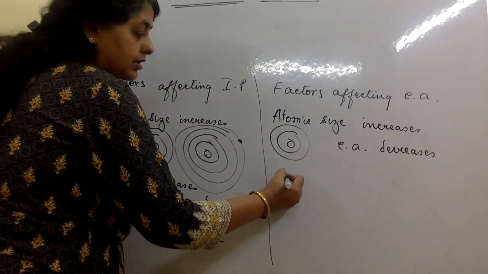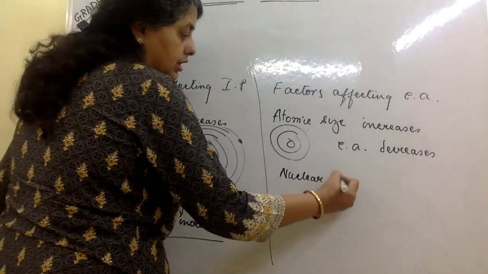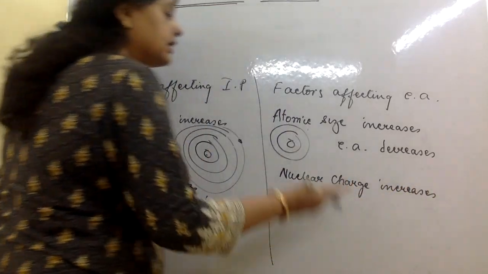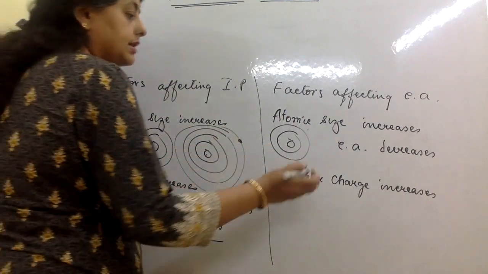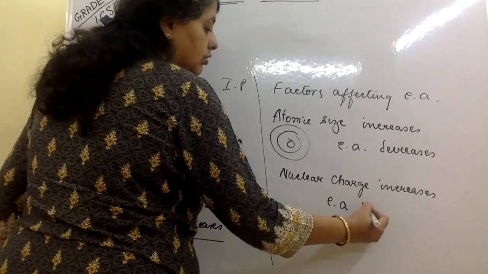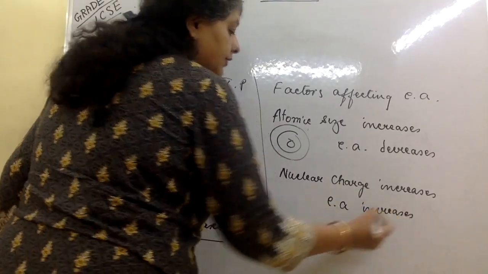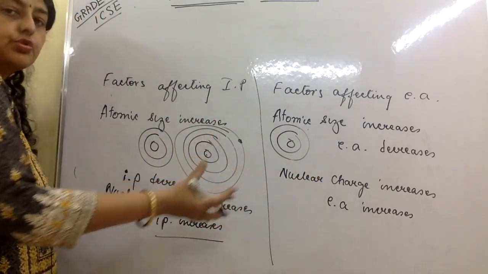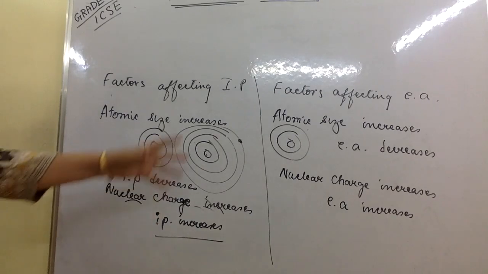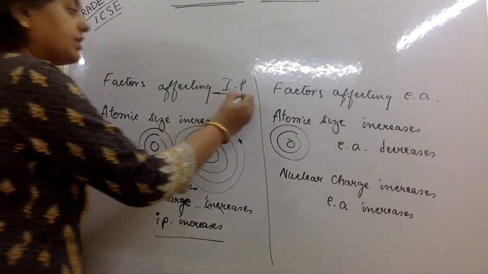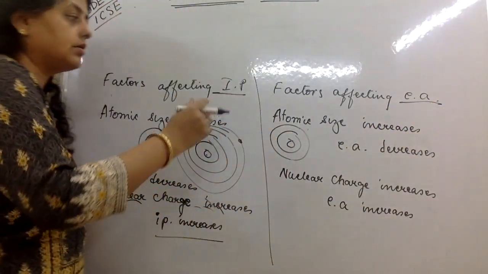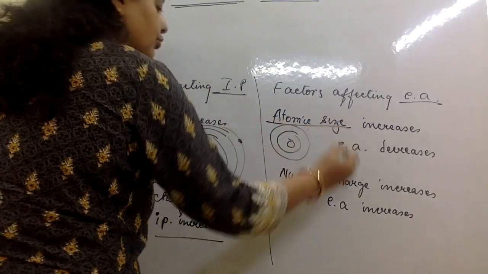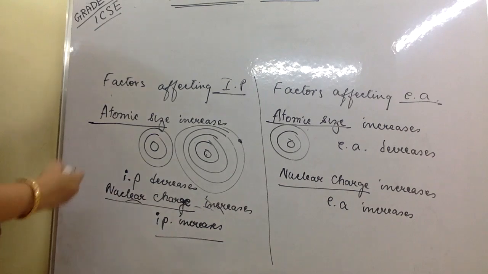Now, if nuclear charge increases, that is, the number of protons inside the nucleus has increased, then electron affinity also increases. If you have a lot of protons inside, then it will try and attract more electrons to its orbit. So this is how these are dependent: ionization potential and electron affinity both depend on atomic size and both depend on nuclear charge, and you can see how they depend.